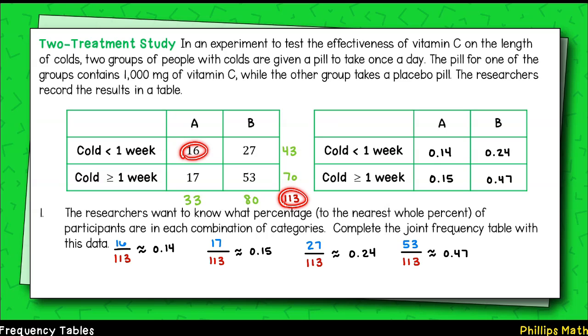16 out of 113 gives 14%. 17 out of 113 gives 15%. 27 out of 113 gives 24%. 53 out of 113 gives 47%.